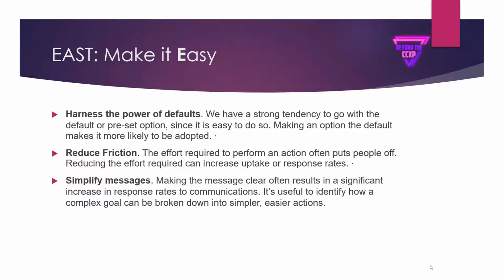So make it easy. Firstly, harness the power of defaults. I think we covered this already. We have a strong tendency to go with default or preset options since it's easy to do. Making an option the default makes it more likely to be adopted. Reduce friction. This is something Roger Dooley talks about. He even wrote a whole book on it called Friction. Basically, the effort required to perform an action often puts people off. Reducing the effort required can increase uptake or response rates.